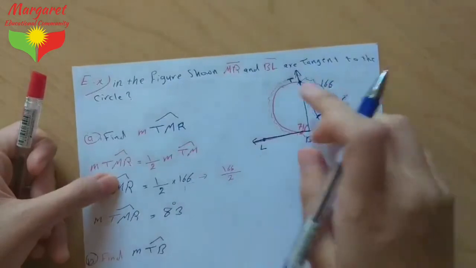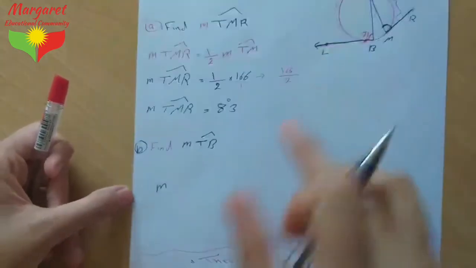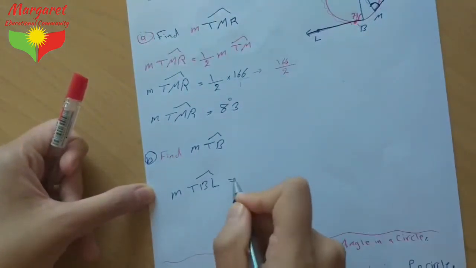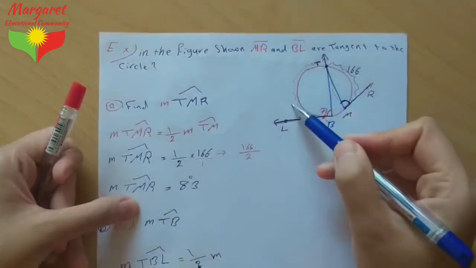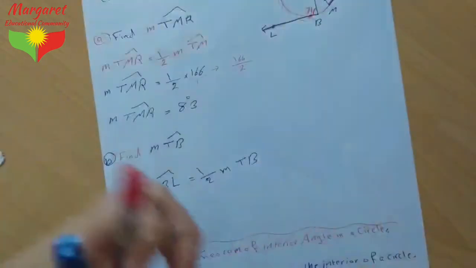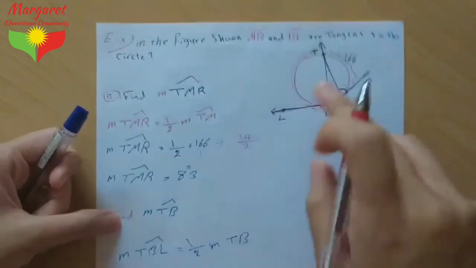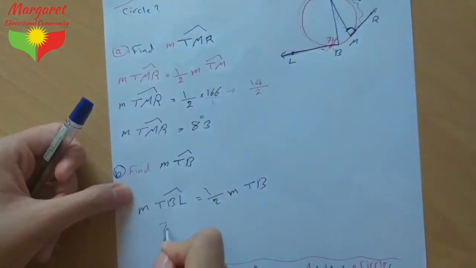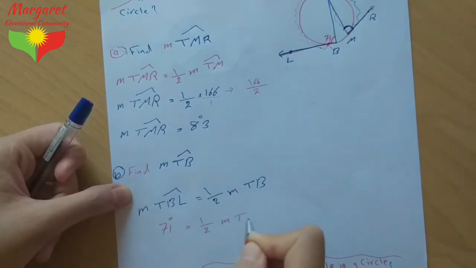The measure of TBL is a tangential angle, right? The measure of TBL equals half the measure of the intercepted arc TB. So the measure of angle TBL, we have 71 degrees, equals half the measure of TB, which is an unknown variable.